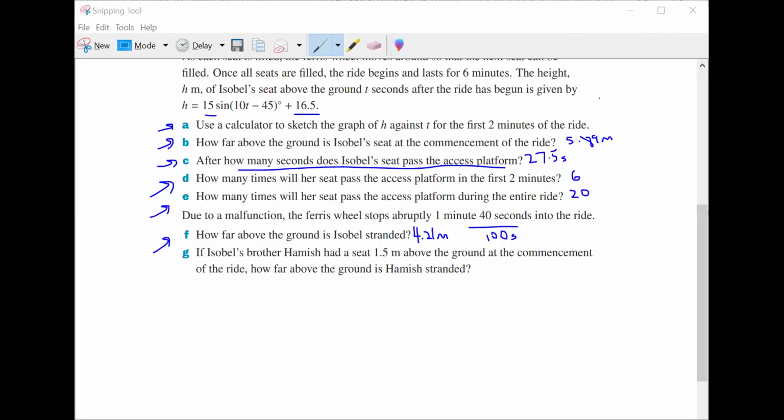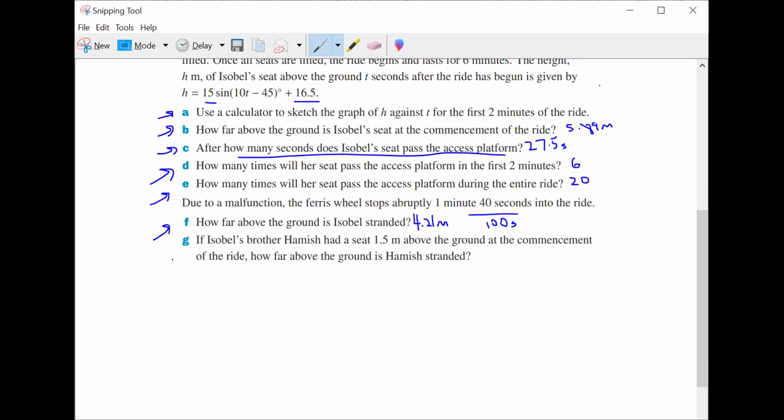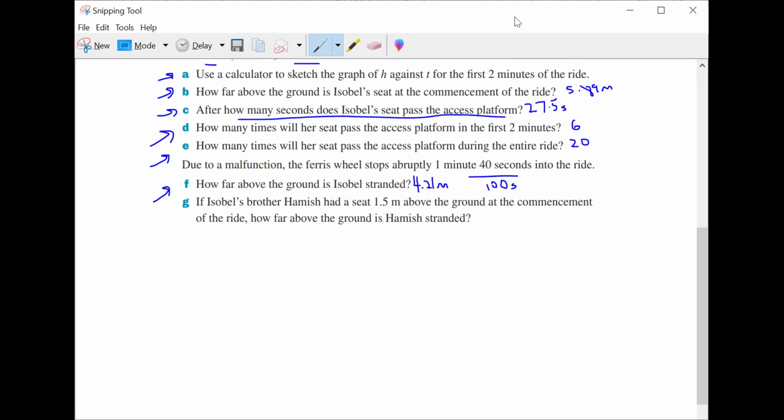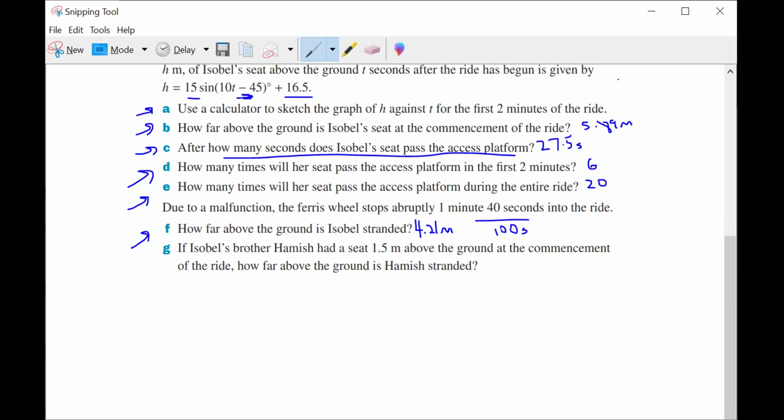Okay, quickly reshare this. So we've got all the answers here so far. And then now part G is a bit more tricky. If Isabel's brother Hamish had a seat 1.5 meters above the ground at the commencement of the ride, how far above the ground is Hamish stranded? So in this particular case, we have a different shift along the sinusoidal graph.